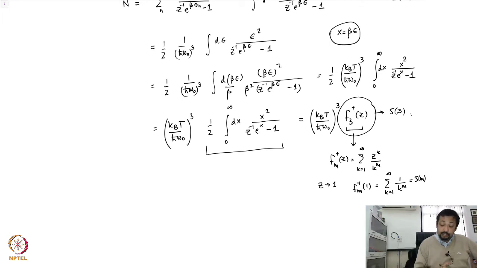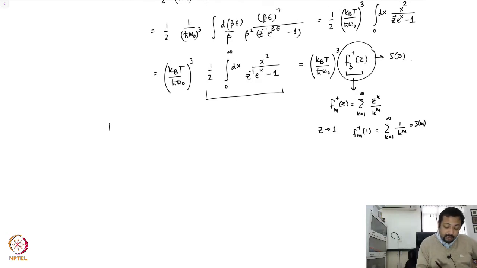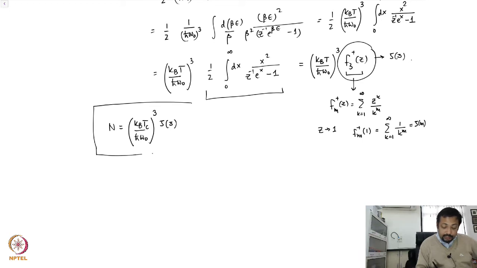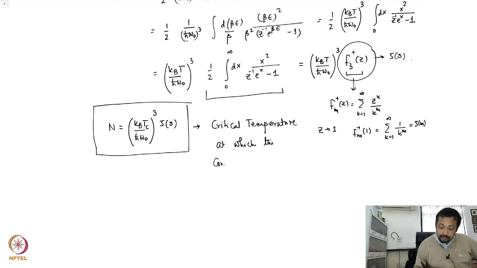So the condition that the condensate starts to appear is given by N is going to be (kBT over h bar omega naught) whole cube zeta(3), and we put a subscript over here that denotes that this equation essentially gives me the critical temperature at which the condensate starts to appear.